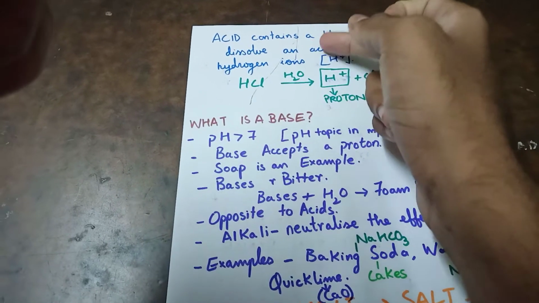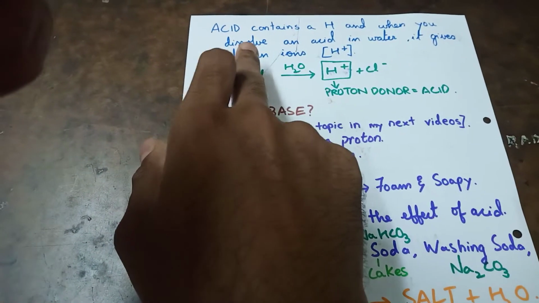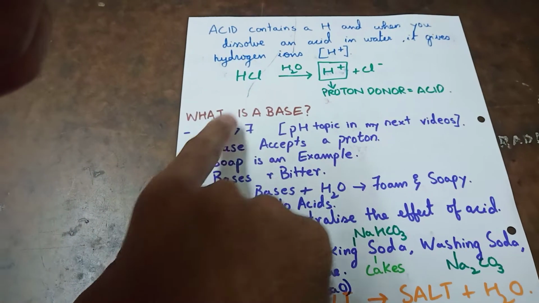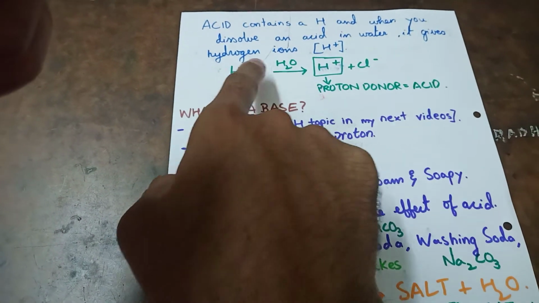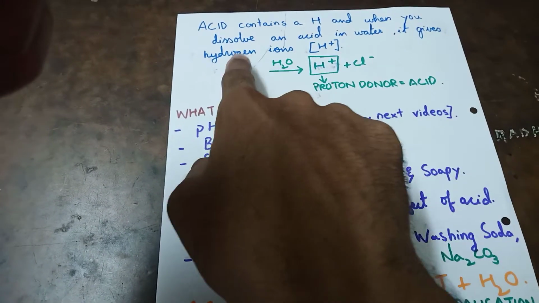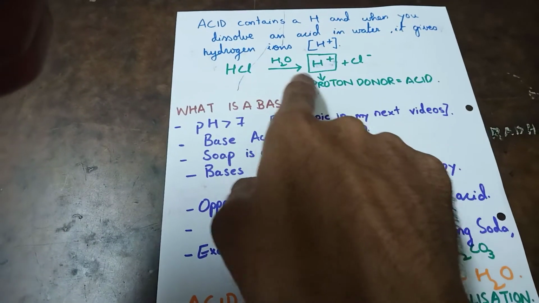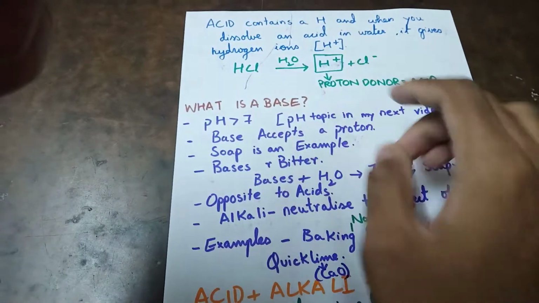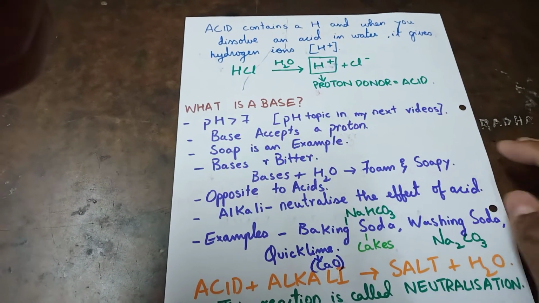I have also written in this definition, read it once again properly, that acid contains a hydrogen, and when you dissolve an acid in water, it gives hydrogen ions. Exactly this equation follows this definition. So that is why HCl is an acid.